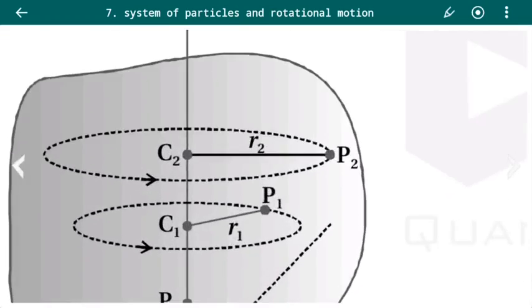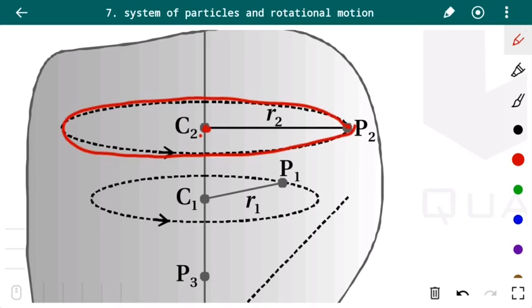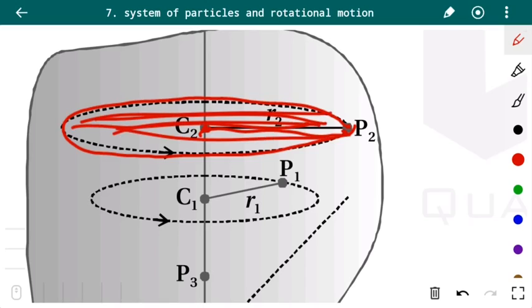So here we consider another particle P2 that is far away from the axis at distance r2 from the center, that is, from the fixed axis. It makes a circle, and the center of the circle is on the fixed axis, that is the rotational axis. The distance between this rotational axis and the particle, that is r2, is nothing but the radius of this circle. The plane of this circle is also perpendicular to the rotational axis.